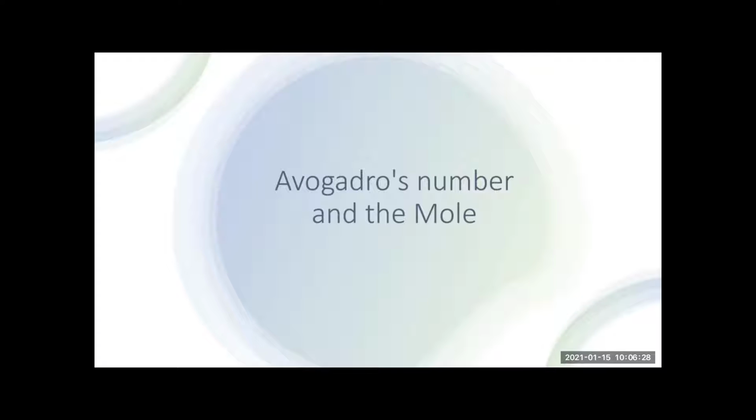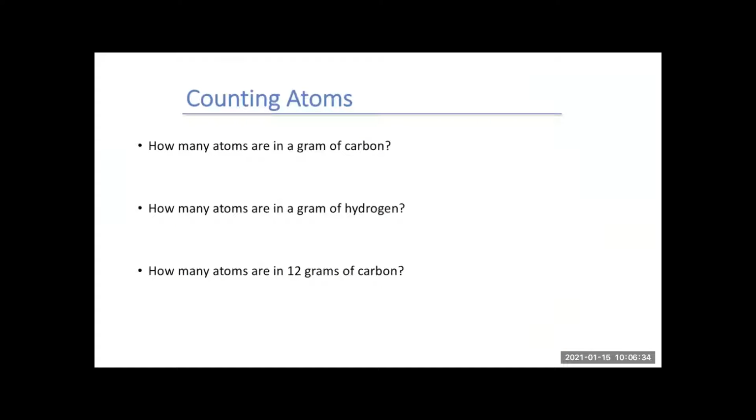In this video, we'll look at Avogadro's number and the mole, one of the most important units in chemistry. Before we start that, I want to ask you guys a couple questions. When we're counting atoms, how many atoms are in a gram of carbon? Would you be able to tell from anything we know in the lab? Or how many atoms are in a gram of hydrogen? Do you think it'll be the same number of atoms as in a gram of carbon?